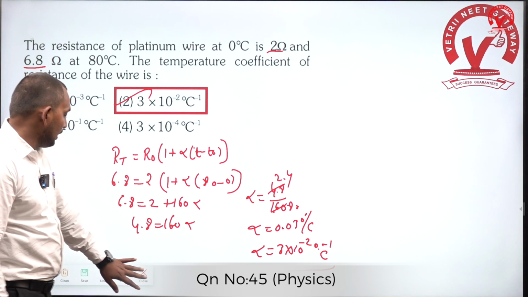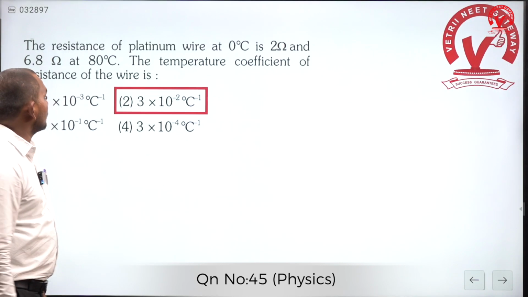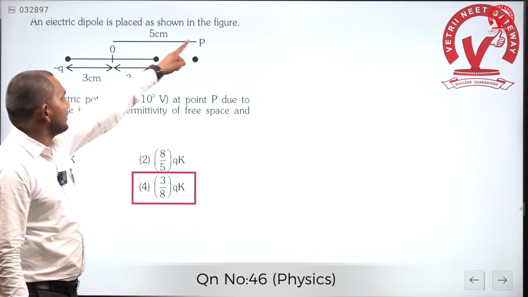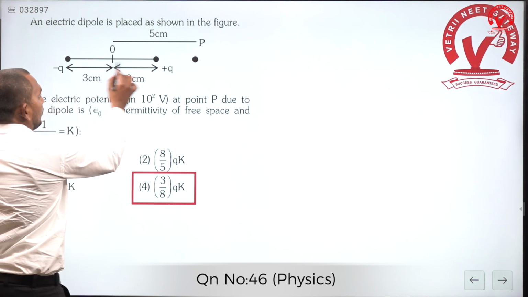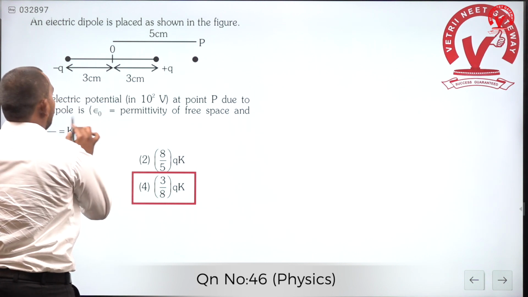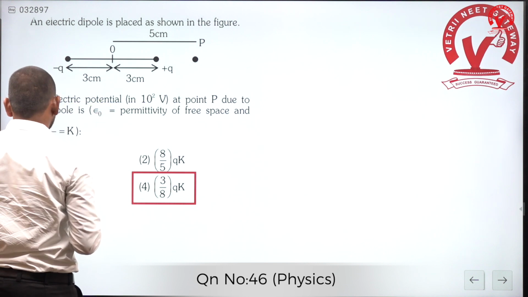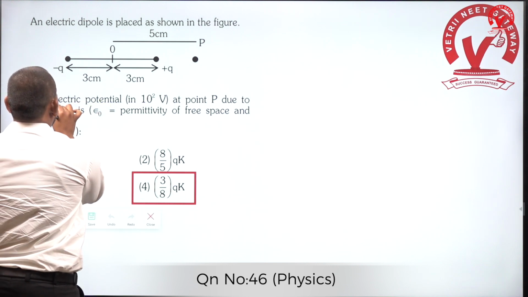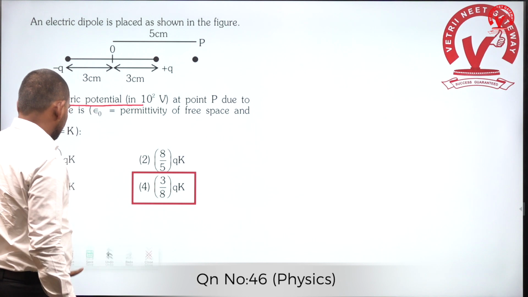Option 2 is the correct. Next question. An electric dipole is placed as shown in the figure. Here we want to find out the electric potential.